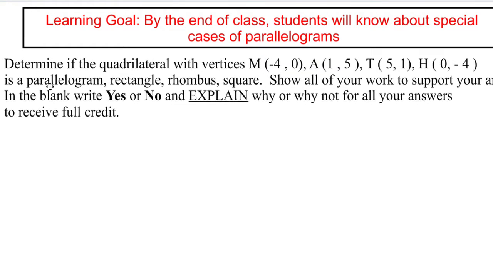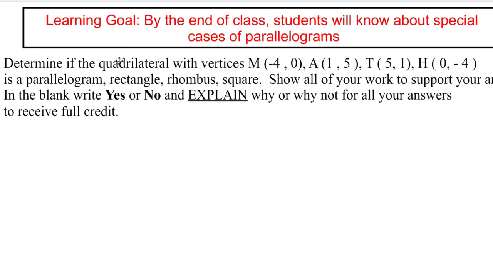Okay? So I'm getting a little cut off, but what this is basically saying is we have this quadrilateral with vertices M, A, T, H, and we're going to draw the quadrilateral and then figure out what type of parallelogram it is. So what I've done here, just to save us some time, typically we'd have to draw ourselves a coordinate plane and put these points on, right? 1, 5 would be kind of like somewhere up here. Okay, 5, 1 is going to be over here, and 0, negative 4 is going to be somewhere down here.